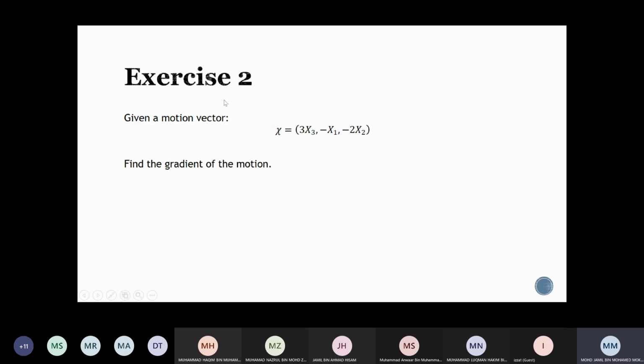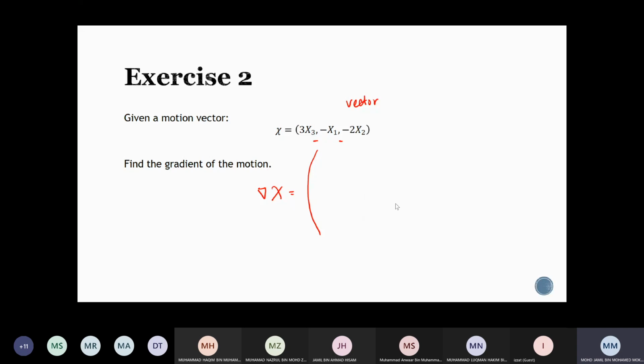Okay, so let's try to find the gradient of this motion. Let's say a motion, with the symbol chi. So chi equals 3x3, comma, minus x1, comma, minus 2x2. When you have commas here, it's a vector. So find the gradient of the motion. You will produce a tensor.